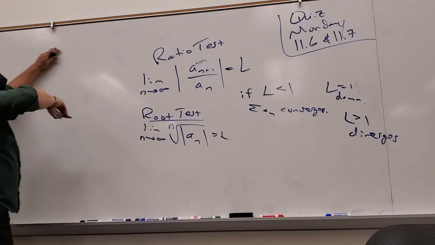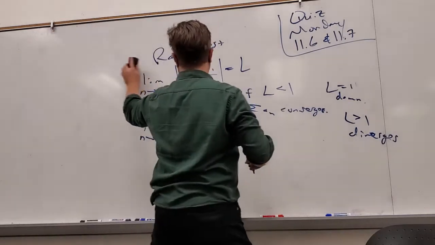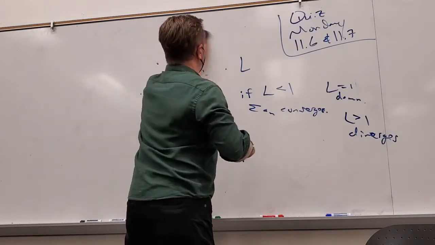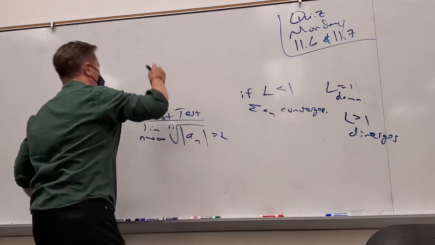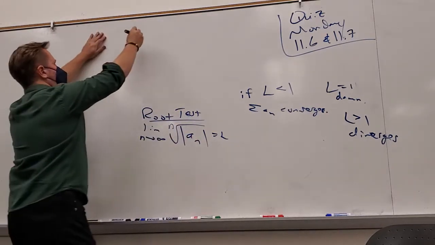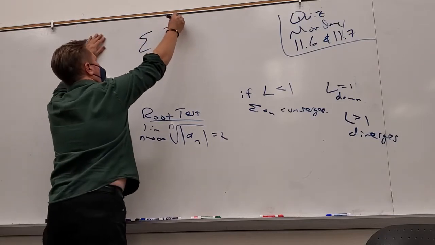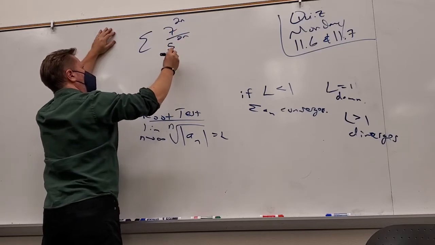Let me make sure. Give me an example problem. If it was n to the 2n over 3 to the n, I would not use the nth root on that. If it was like 7 to the 2n over 5 to the 2n, would you leave the 2's there and then do the root?